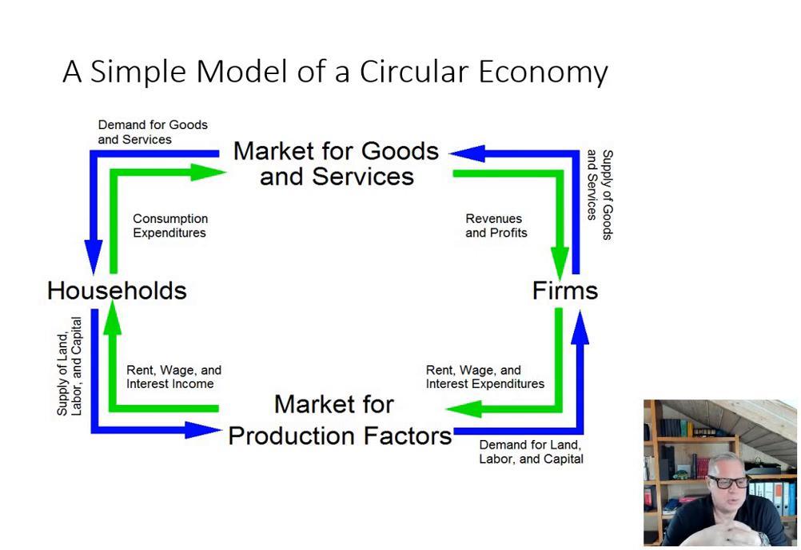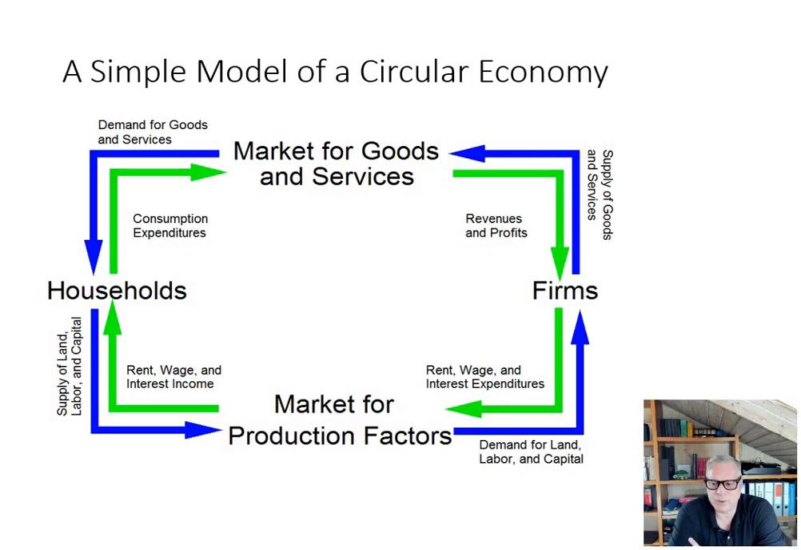Alright, let's continue with circular flow thinking. And what you see on this slide is probably the simplest version of a circular economy. It only consists of two markets, the market for goods and services and the market for production factors. And there are only two economic actors, the households and the firms.